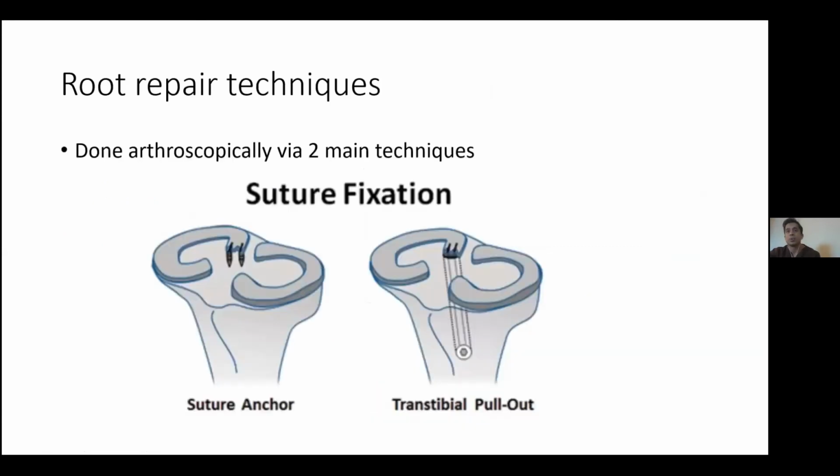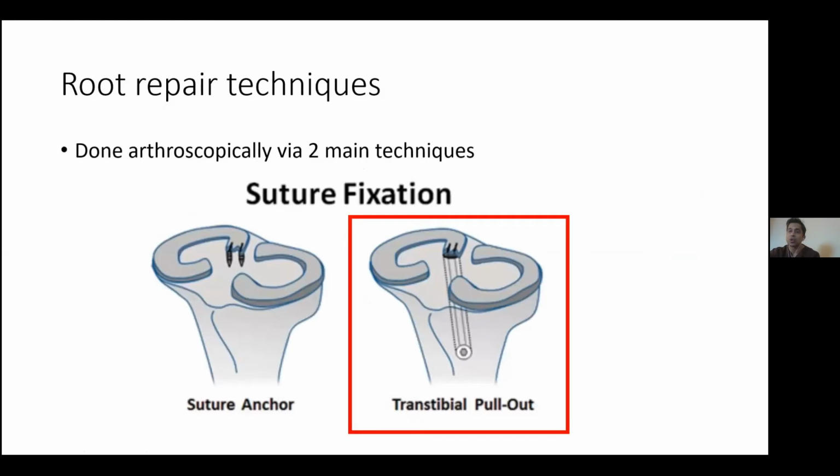So what are the techniques for repair? Both of these are done arthroscopically, and there are two main techniques where we use either a suture anchor or a transtibial pull-out suture technique. The transtibial pull-out technique is the most common technique that's been used. In fact, in PPUM, this is the technique that we are using in our unit.